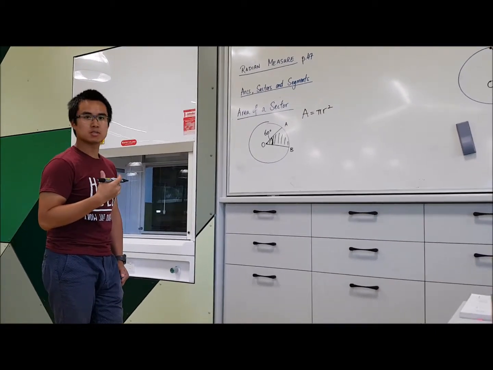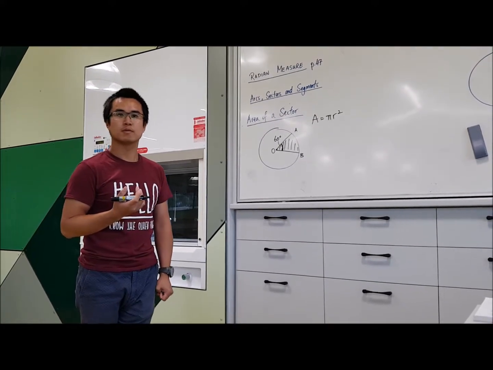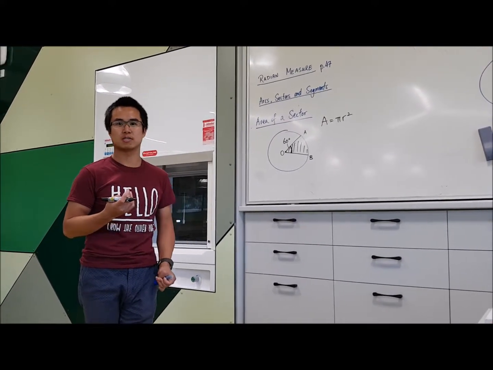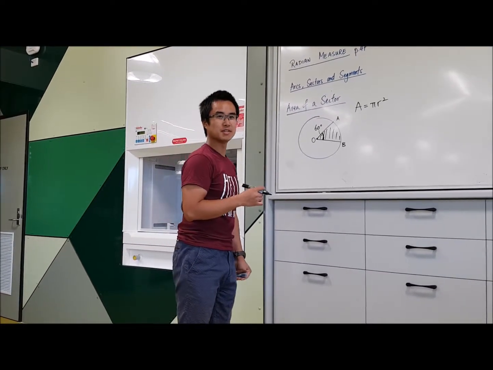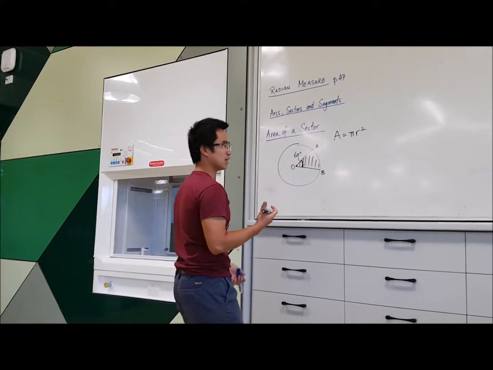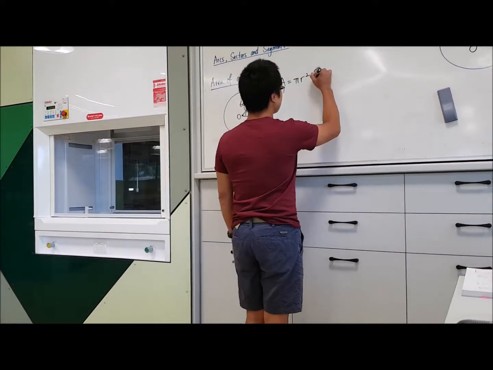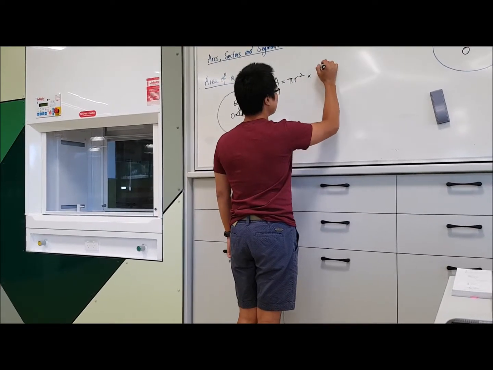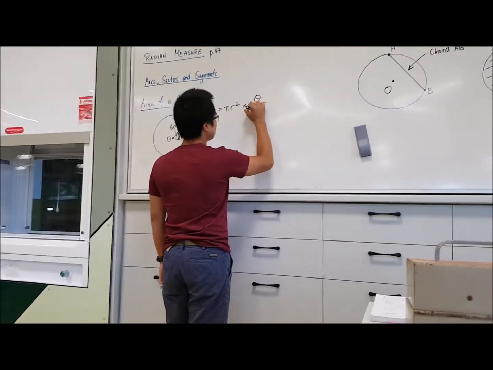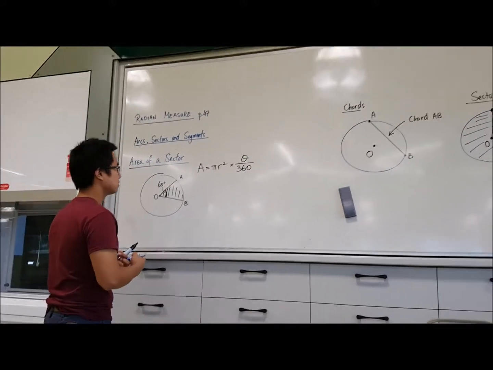So following the process from before, what do I do? Stephen, do you have any ideas? 60 over 360. What do I do with that? Multiply it by that. So I multiply the area of a full circle by the angle over 360. And the angle in this case is 60.